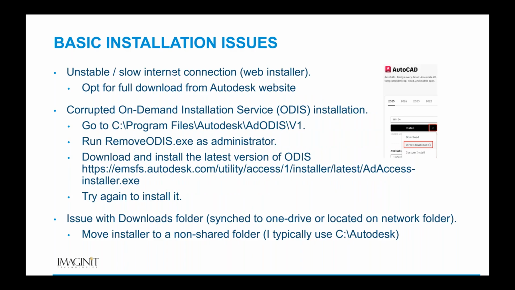So if you have an unstable or slow internet connection, i.e. the web installer, opt for a full download from the Autodesk website if you're not working with deployments, if you just need it. You'll go into your product and I'll show you how we get there. You will, instead of clicking this black install button, click the little down arrow next to it and do a direct download. This will make sure that you have all of the complete installer before trying to install.